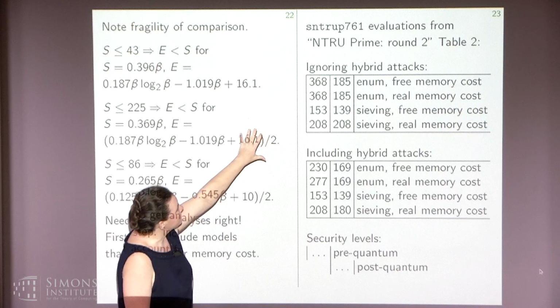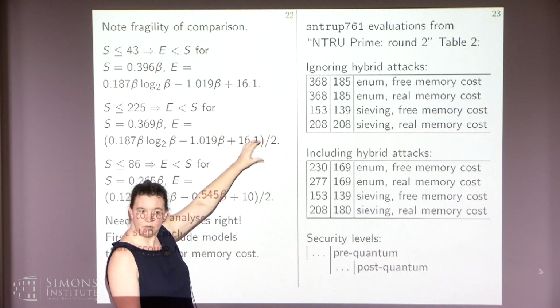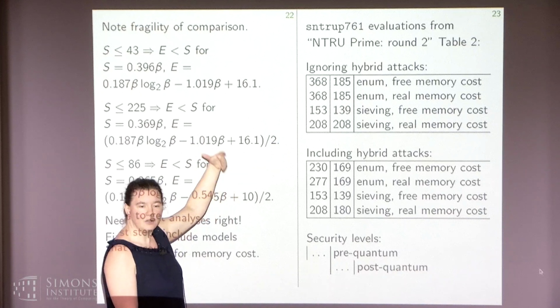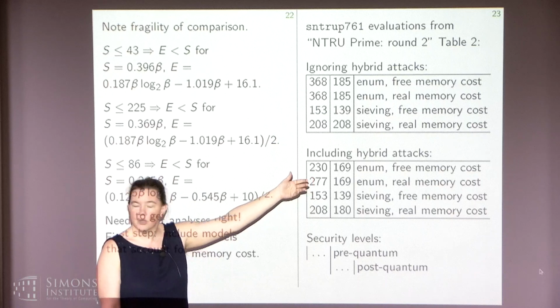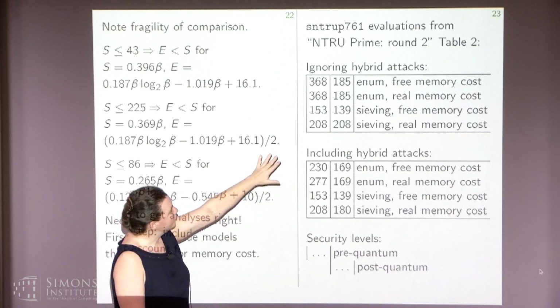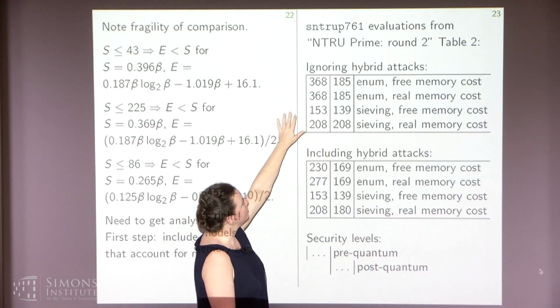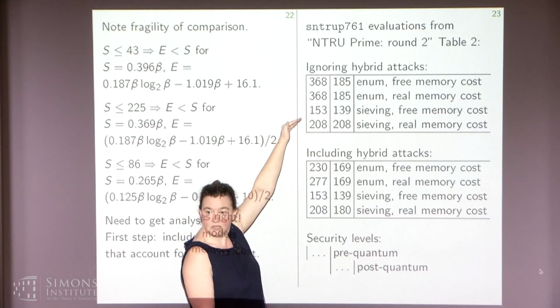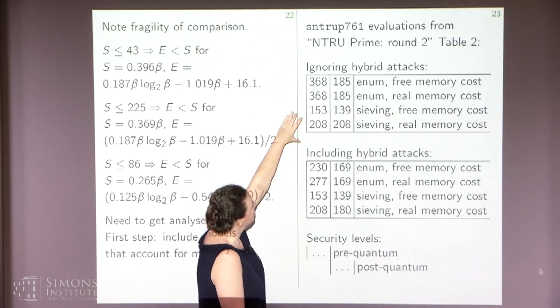Now, interestingly, we went for memory cost and realistic memory cost, where we're saying, if you have to pay for your memory, which was motivating the computational model, then it gets more expensive. And that hits sieving a lot harder than enumeration. For enumeration, we don't see any difference in the cost between free and real memory, whereas for sieving, it changes the attack levels a lot.